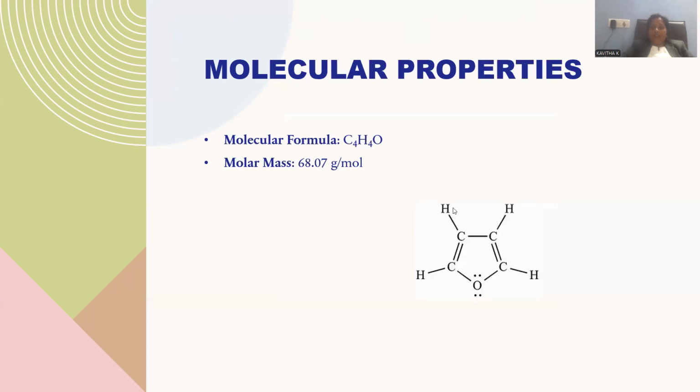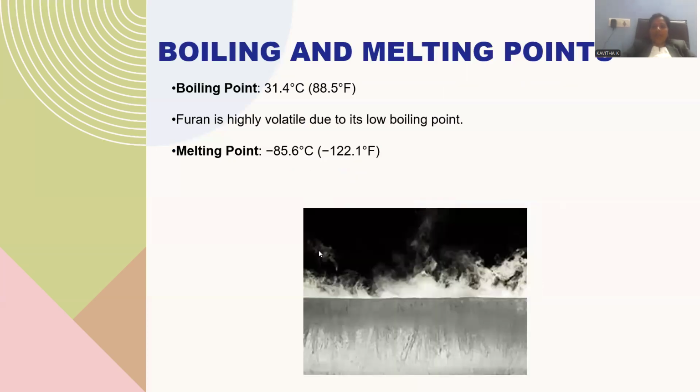The molecular formula we are already aware of: four carbons, four hydrogens, and one oxygen, so C4H4O is the molecular formula, and it weighs 68.07 grams per mole. So this is indicated as the molar mass for the given compound.